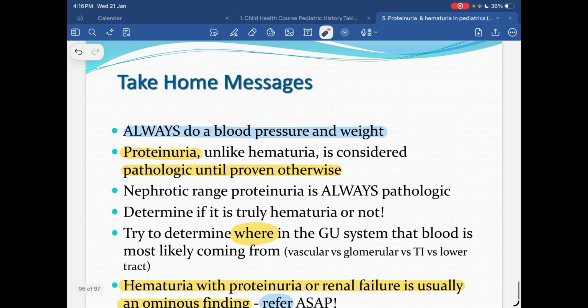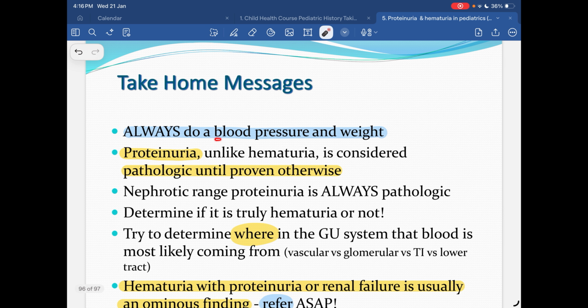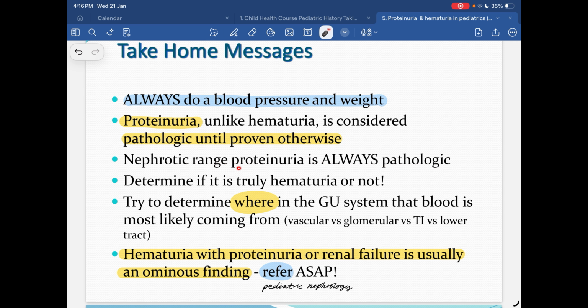Lastly, our take-home message: دائما نقيس الضغط وناخذ الوزن كل ما زاد فهو يدل إنه عندنا edema. Proteinuria, unlike hematuria, is considered pathologic until proven otherwise. قلنا الهيماتوريا ممكن يكون سبب ثاني, we need to make sure is it hematuria or just red urine. Nephrotic range proteinuria is always pathologic. قلنا أصلا proteinuria is pathologic. Nephrotic range proteinuria خلاص always معناته عندنا nephrotic syndrome.